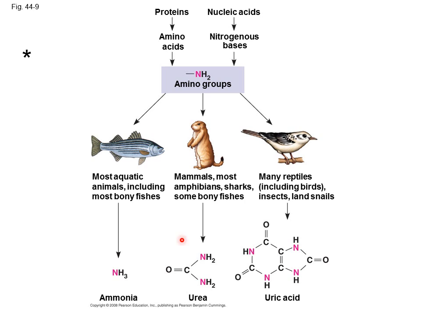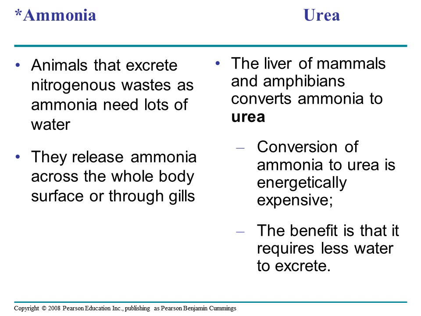Mammals like us, we kind of balance that off a little bit. We can carry the water with us, and so it's not such an important thing. So we spend a little less energy on it, we use a little more water, and we form something called urea. So here's some short descriptions of ammonia, urea, and uric acid on the next page.